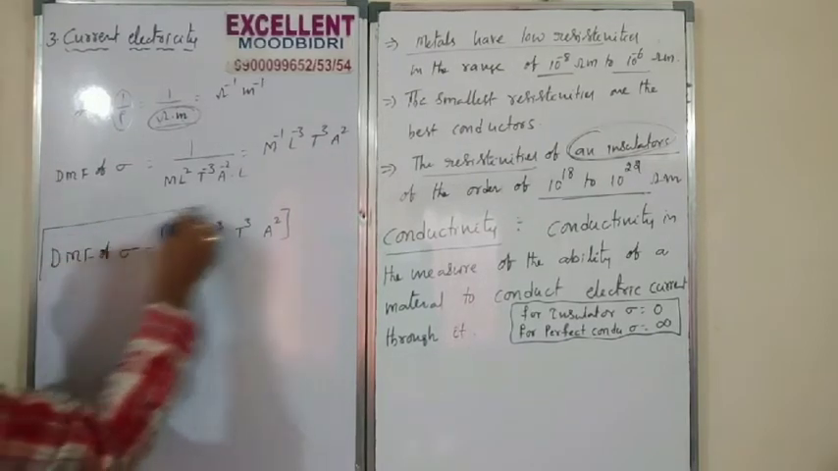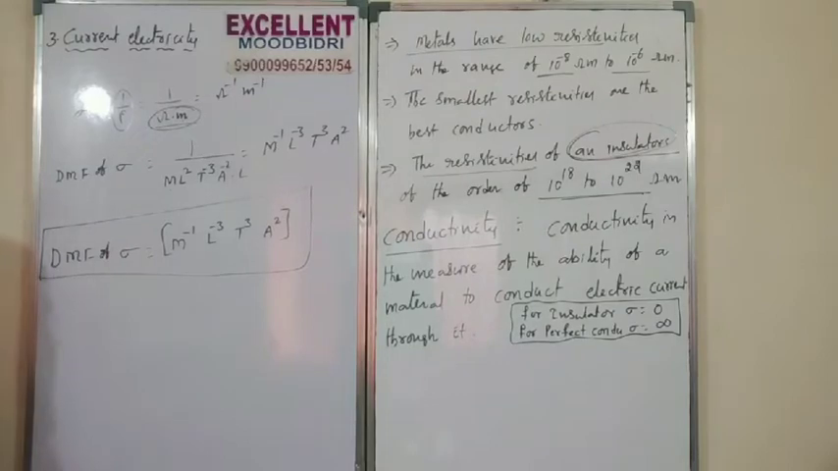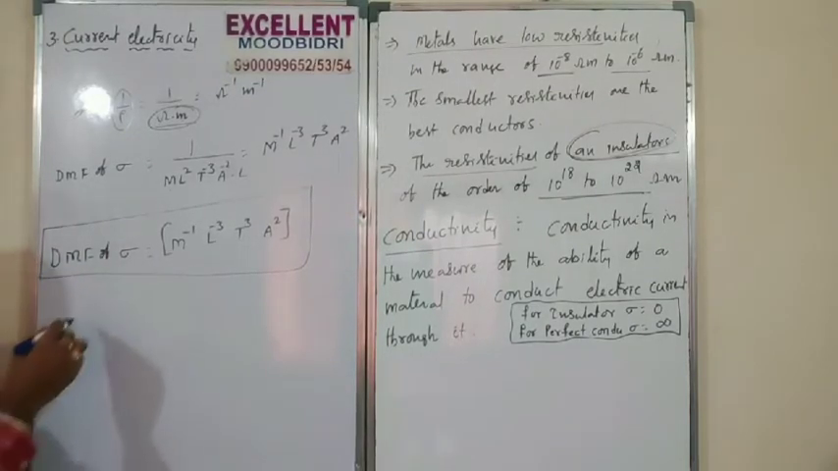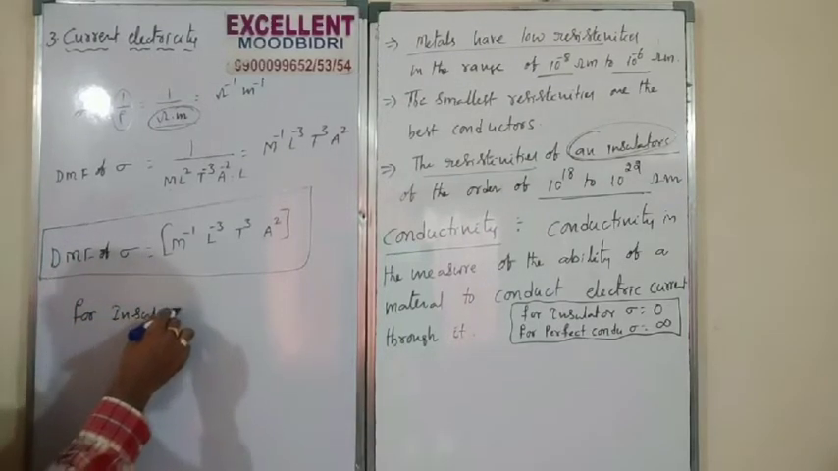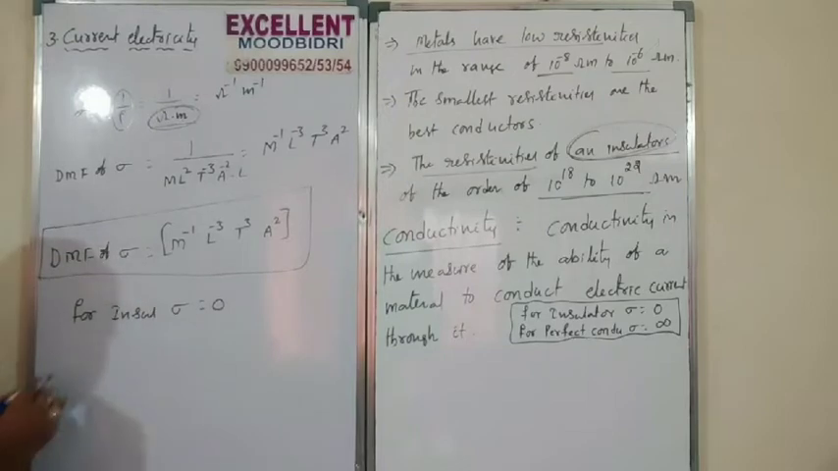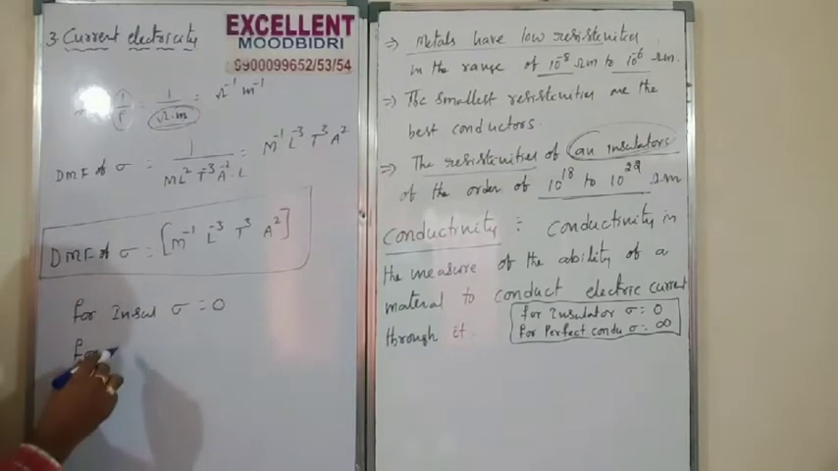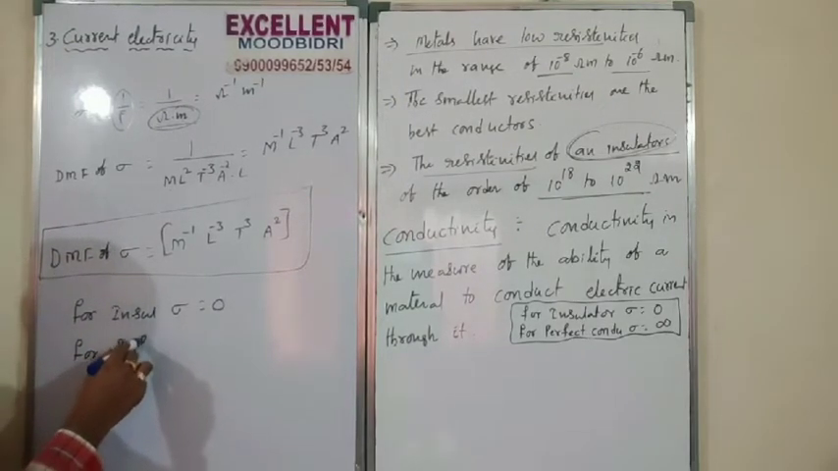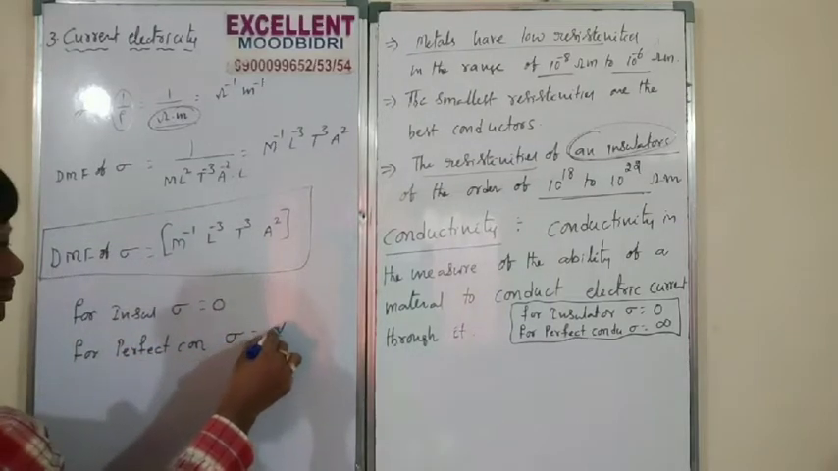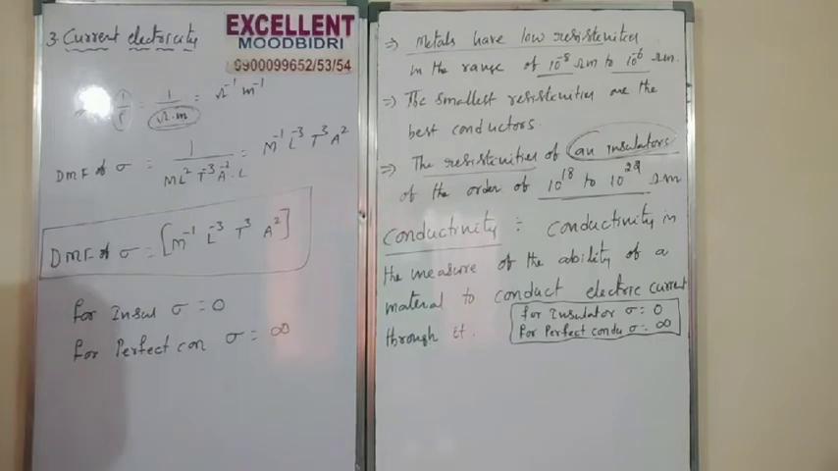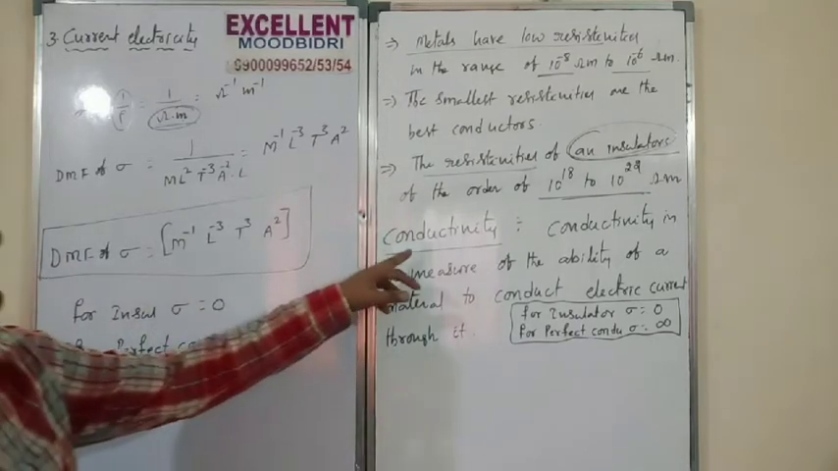Sigma is nothing but conductivity. And also remember, for an insulator, sigma is equal to 0. For a perfect conductor, sigma is equal to infinity. And one more small definition I have given.